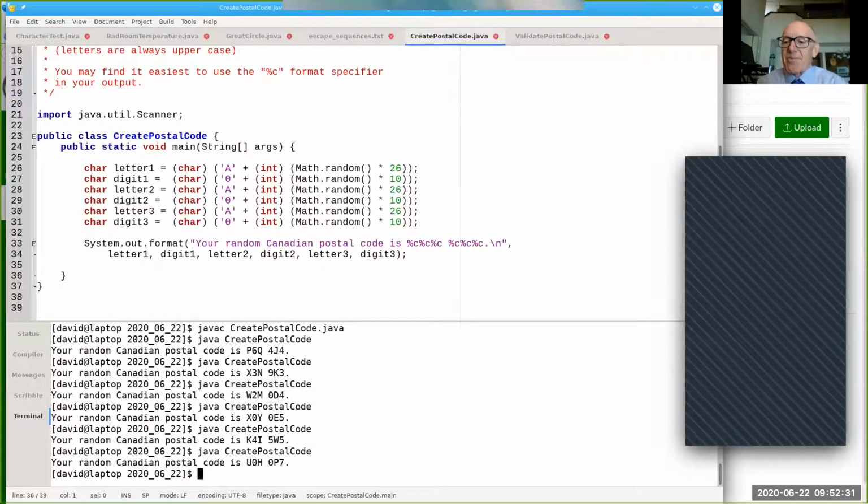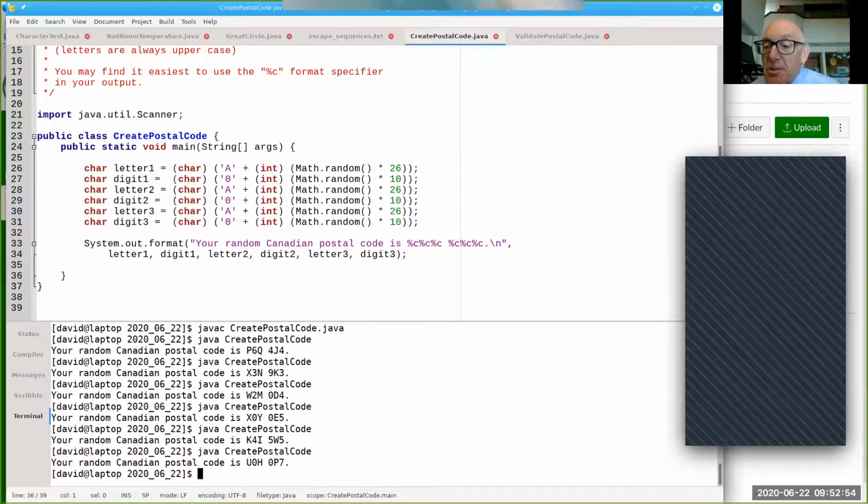And there are my random postal codes. Now, one thing, by the way, you may have noticed is that every time I want a new postal code, I have to go and run the program again, which is sort of irritating.